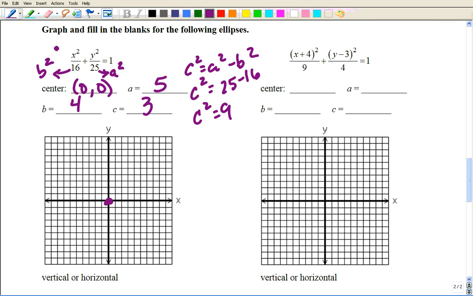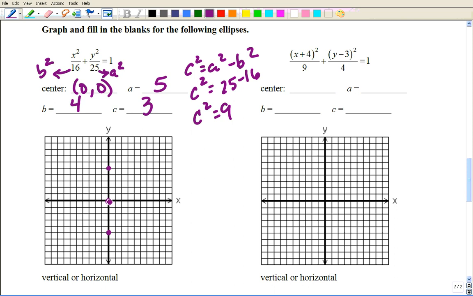Because the a squared was first, that means this is going to be a vertical ellipse, so it'll be taller than it is wide. Because of that, we're going to start at the center, and we'll go up and down for the direction of a. So we'll go up 1, 2, 3, 4, 5, and we'll go down 1, 2, 3, 4, 5.